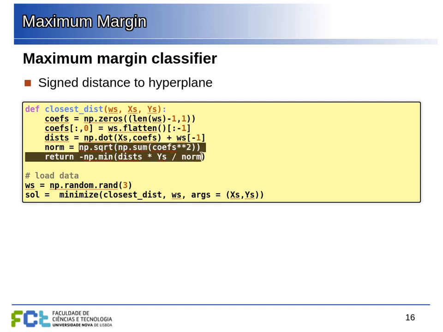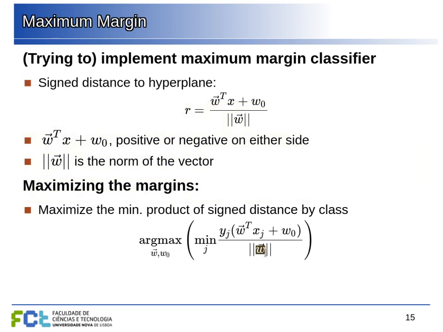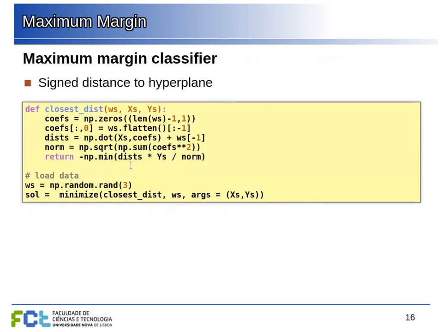Now we divide by the norm of the coefficients. So this is basically the square root of the sum of the squares of all the parameters in this vector, so to normalize, and we multiply by the class labels. So we multiply by the class labels, divide by the norm, and now we want to find the minimum of these distances and maximize that minimum. So this function gives us the minimum.